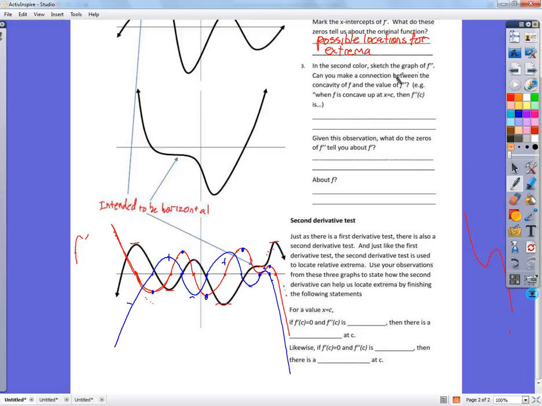Okay. In the second color sketch, f double prime, can you make a connection between the concavity of f and the value of f double prime? So, for example, when f is concave up at x equals c, then f double prime of c is... okay? There's a connection between, say, being concave up means that f double prime is... concave down. So if the original function is concave up, then f double prime might be concave up or concave down.